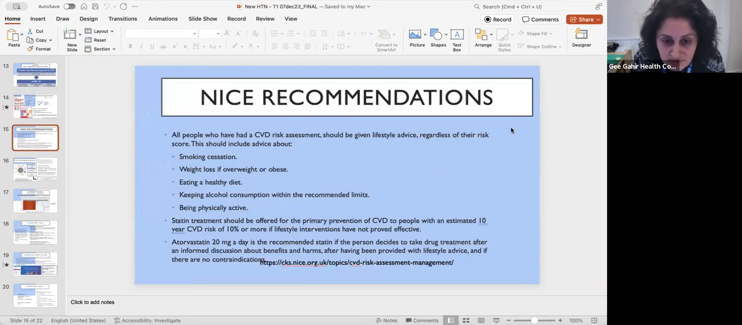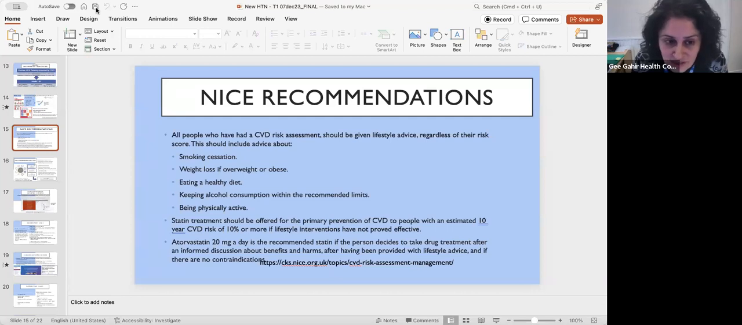For this particular project, we used the NICE recommendations. How many of you are aware of the NICE recommendations? How many of you refer to them? It'll be really good to gauge an understanding. If you do, please put it in the text box.